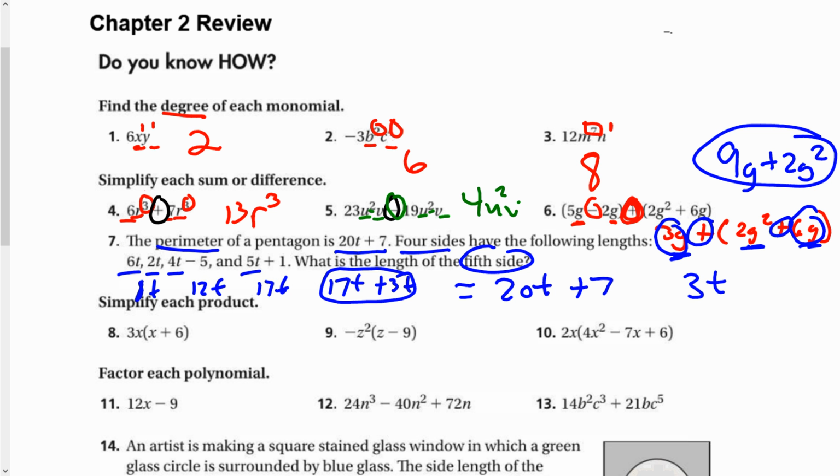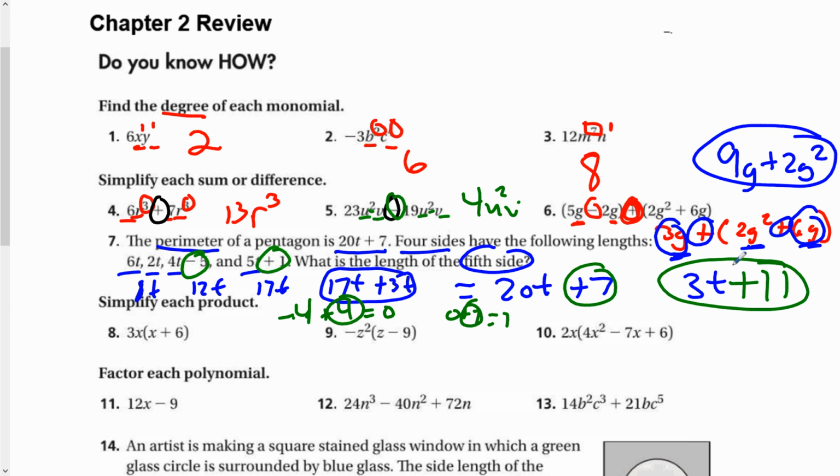Now I do the numbers. I just have a minus 5 and a plus 1. So if I owe $5 and I pay back 1, that's negative 4, so I owe $4. But now I want to get to 7. If I owe $4, how can I get to 7? Well, from negative 4, if I add 4, I get to 0. And then how do I get from 0 to 7? I have to add 7. So I added 4 and I added 7, that's 11. So my 5th side must be 3t plus 11. And there are other ways to do it too.